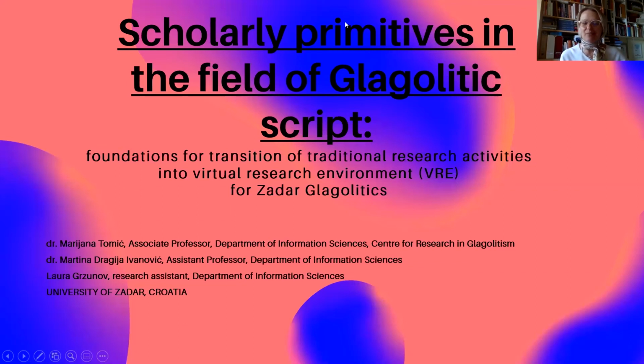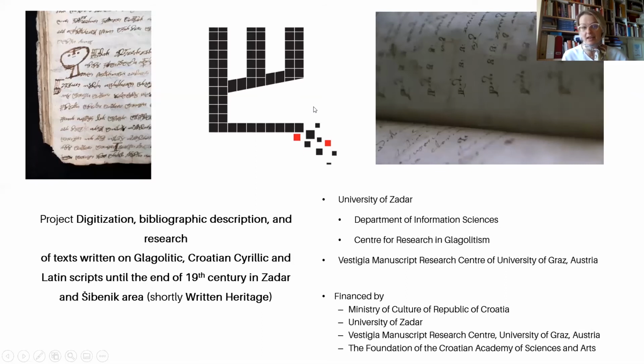Me and my colleagues will present our research, which is nested in the project shortly called the Written Heritage Project. The main aim of this project is to digitize Glagolitic heritage, namely Glagolitic manuscripts, and to build databases and enable gathering and research of structured heritage data, which will help researchers and scholars from the humanities to research those documents.